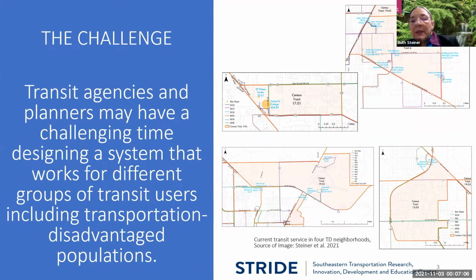Transit agencies and planners may have a challenging time simultaneously designing a system that works for different groups of users, commuters, students, people attending special events, and multipurpose users, and for transportation disadvantaged populations such as older adults, persons with cognitive and physical limitations, and low-income populations. Understanding how well served a community is involves understanding the dynamics of various trip purposes such as work, school, shopping, healthcare-related activities, and recreation. Some GIS tools do not provide a robust enough outcome to address these equity concerns.